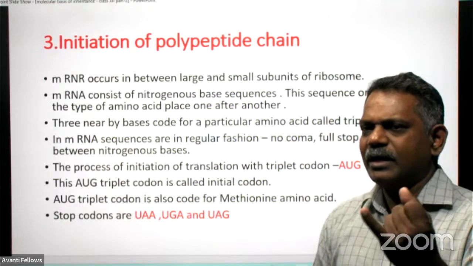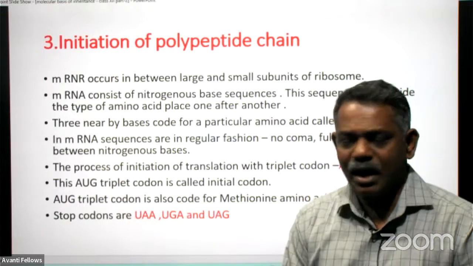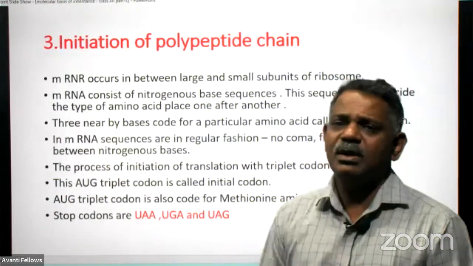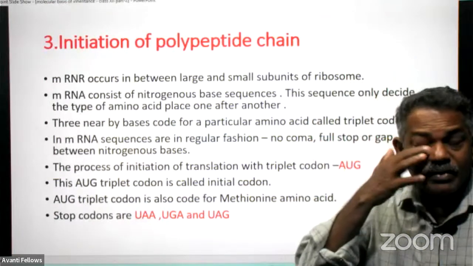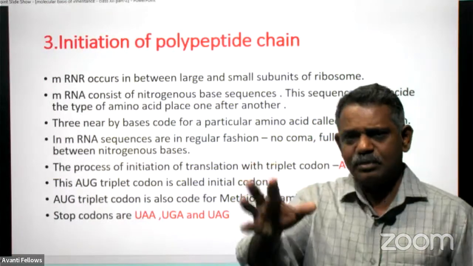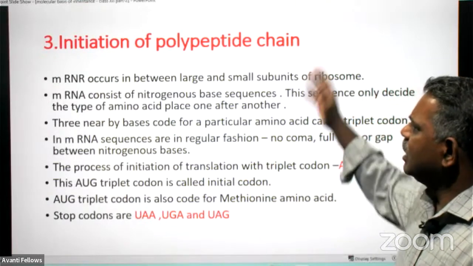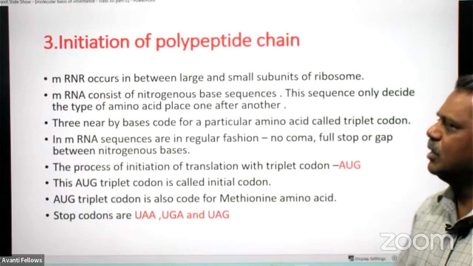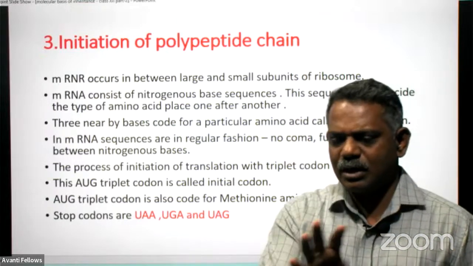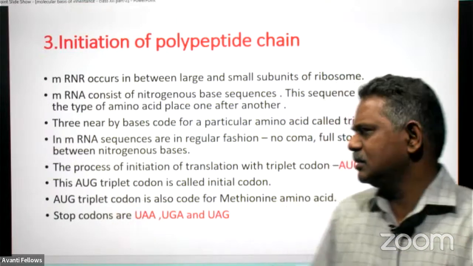Then come to the third one, initiation of polypeptide chain. First one is the activation of the amino acid present in the pool. Second one is the binding of the activated amino acid to the tRNA. Then third one is the initiation of the polypeptide chain, the starting of protein synthesis.